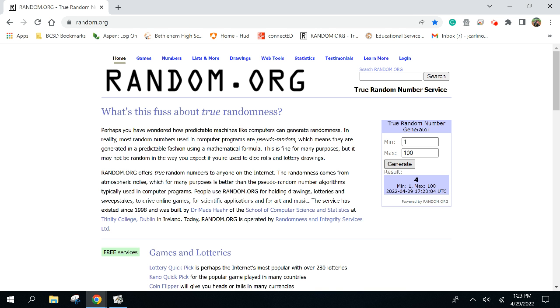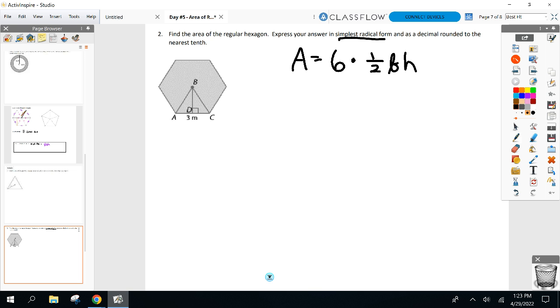Let's keep grinding. Here we go. 3 meters for the base. Good, 3 meters is the base. So I can at least plug in 6 times 1/2 times 3 times. All right, I need your help with the height. How do I find the length of BD?